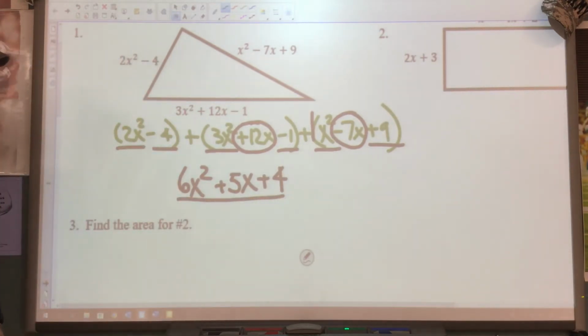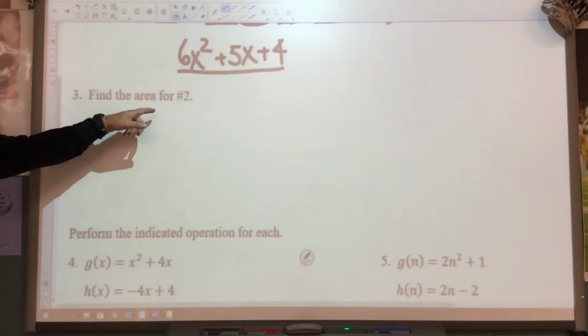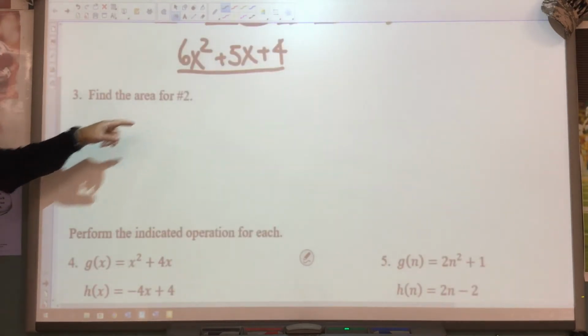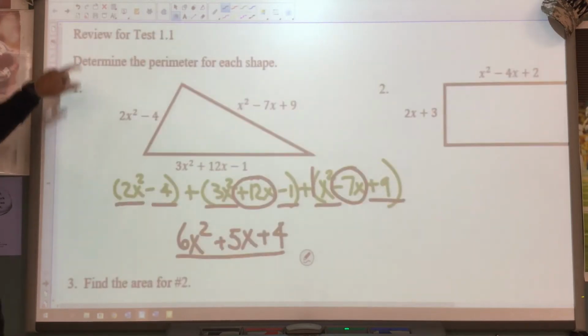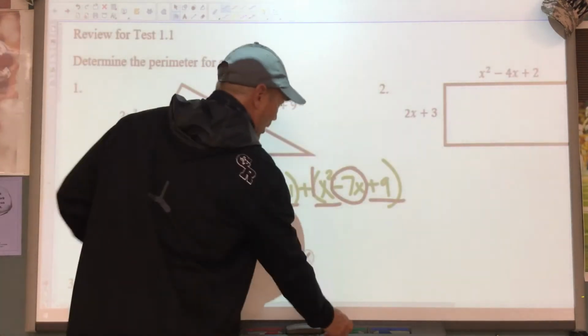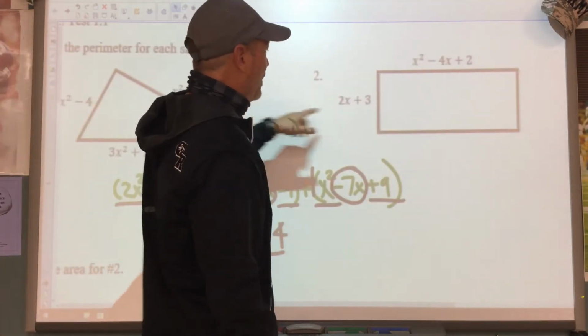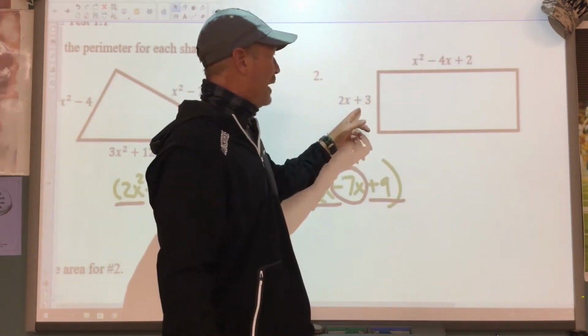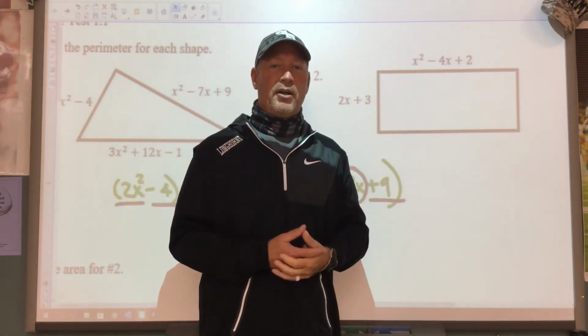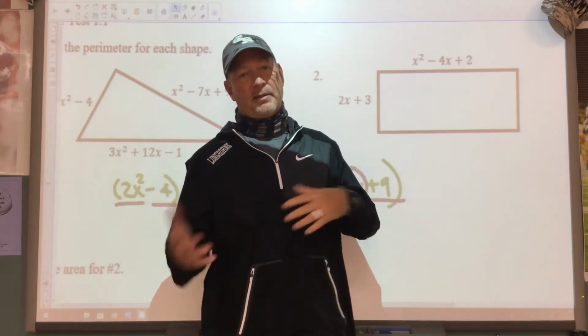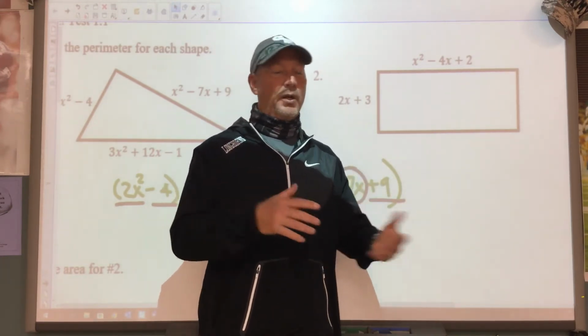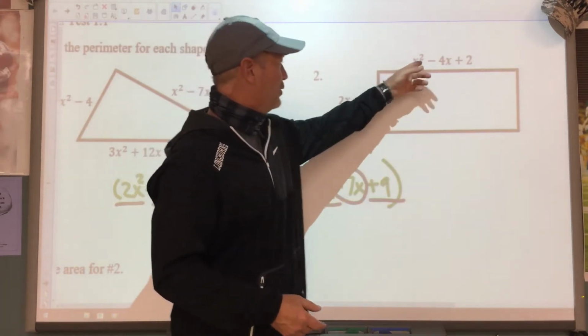Okay? All right, so problem number 3. Look at problem number 3. It says we need to find the area for number 2. Let's go back and look at number 2, see what number 2 was. Turns out that number 2 is a rectangle. How do you find the area of a rectangle? Base times height, length times width. So we're going to have to multiply these two together.